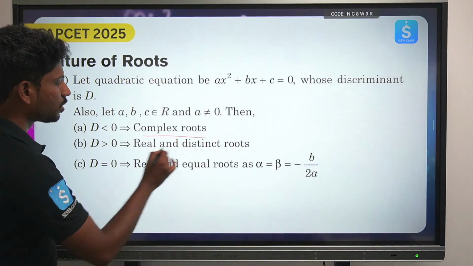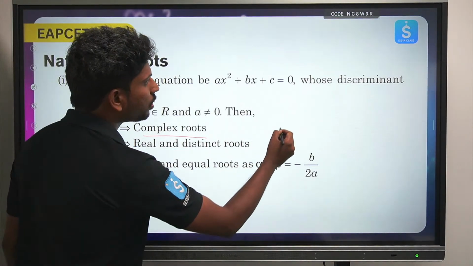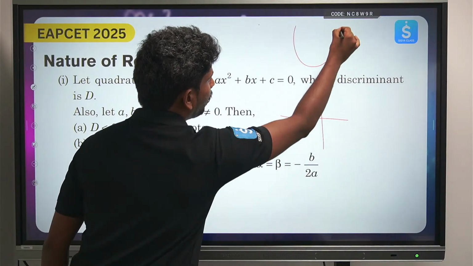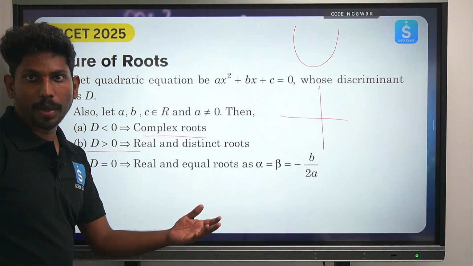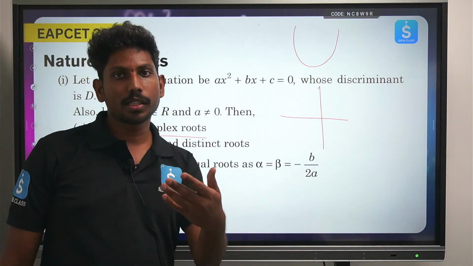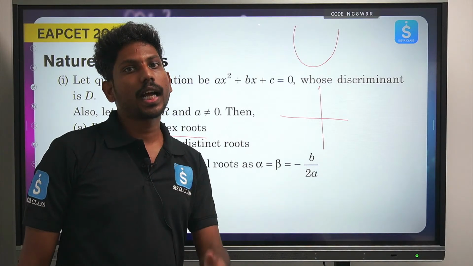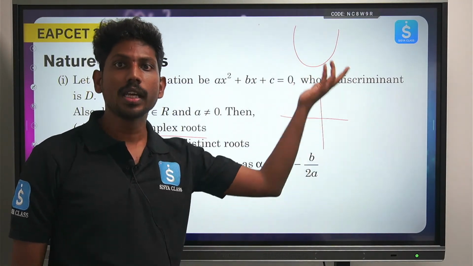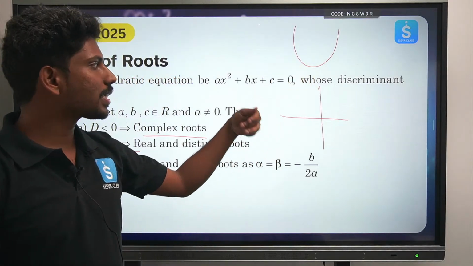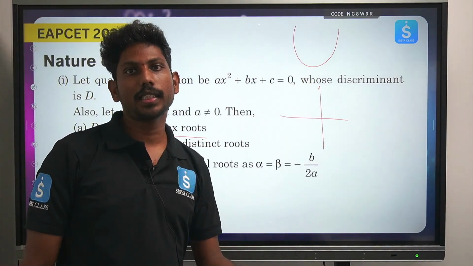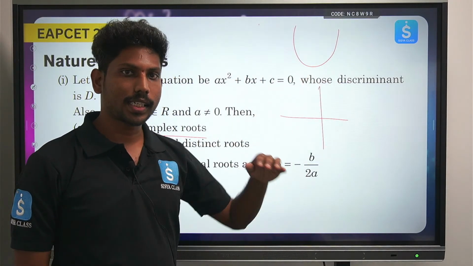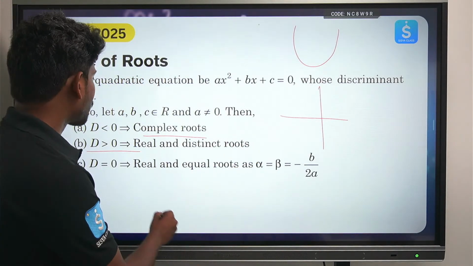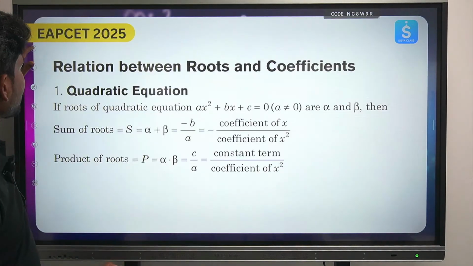So when D is greater than 0, how does the quadratic equation generally look? It is in the form of a u-shaped parabola. When I write y equals ax square plus bx plus c, that will be symmetric about the y-axis. When I take x equals ay square plus by plus c, that will be symmetric about the x-axis. Precisely this is what I wanted to say. Now let's see the next one.